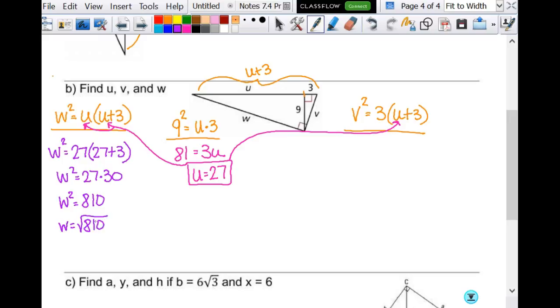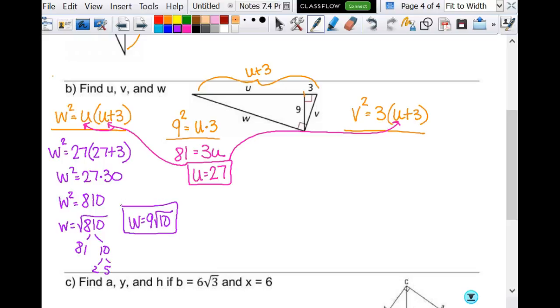So I can do my little tree. This is 81 times 10, guys. 10 is 2 and 5. That's a perfect square. So in the end, there's nothing else I can do with that. W is equal to 9 square root of 10.